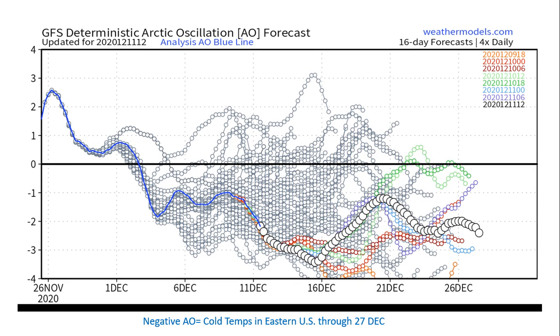The GFS deterministic AO forecast, I've been watching these the last week. Both GFS deterministic and European deterministic are keeping the Arctic oscillation negative throughout the whole period. And no change today. The GFS keeping it negative. The white circled line there shows how it bottoms out around the 16th of December, the AO down to negative territory, just less than -3. It comes up a little bit, but then it drops again. So something to keep an eye on.